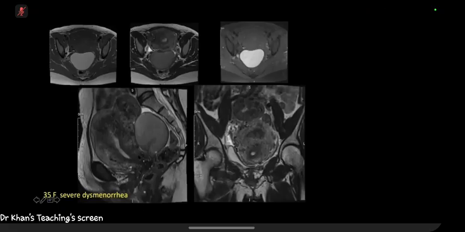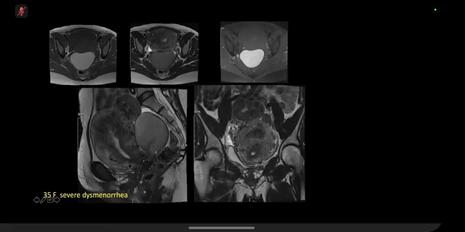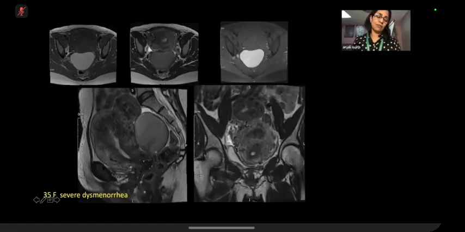Yes. Okay. And when you describe the uterus, you did say uterus is bulky. So what's happening to the junctional zone? So there's widening of the junctional zone. I cannot see the classic T2 high signal suggestive of adenomyosis, but widening of the junctional zone would suggest adenomyosis. Okay. So there is diffuse widening of the junctional zone. This is adenomyosis. And as you rightly pointed out, there is a subserosal fibroid.